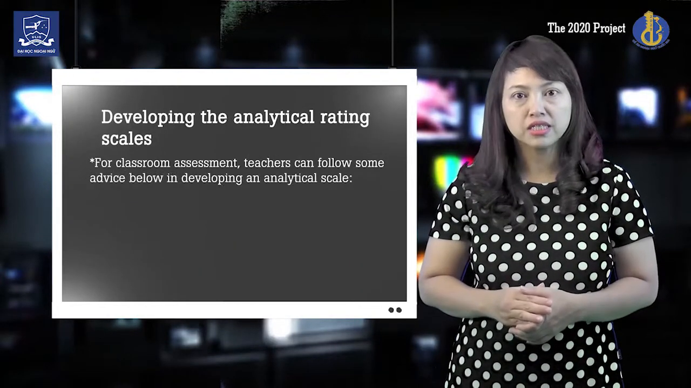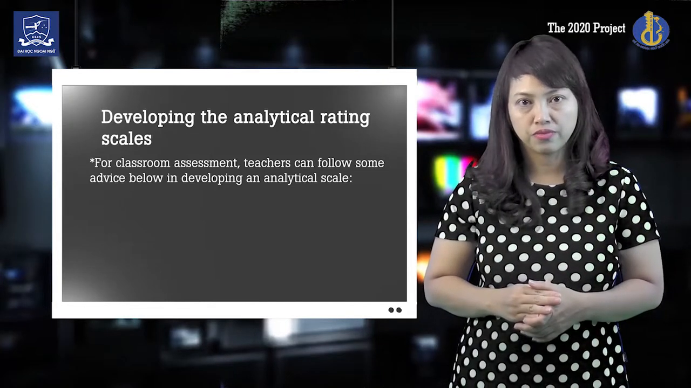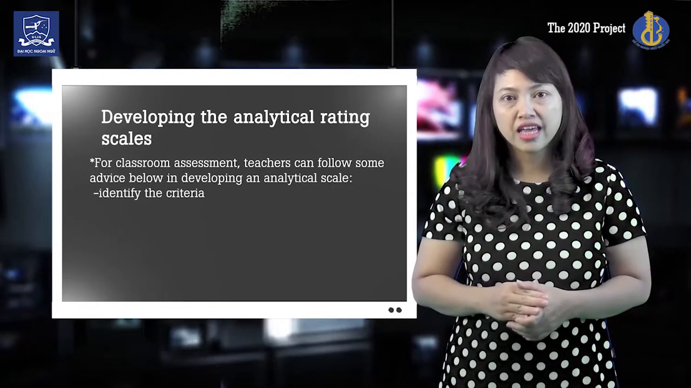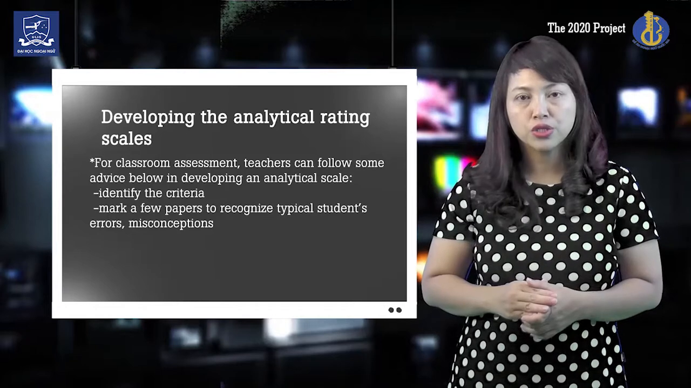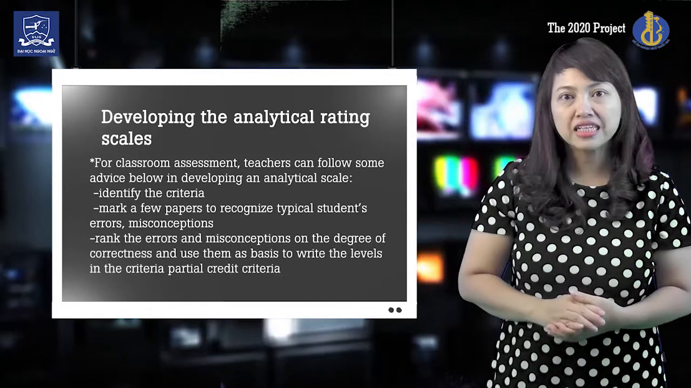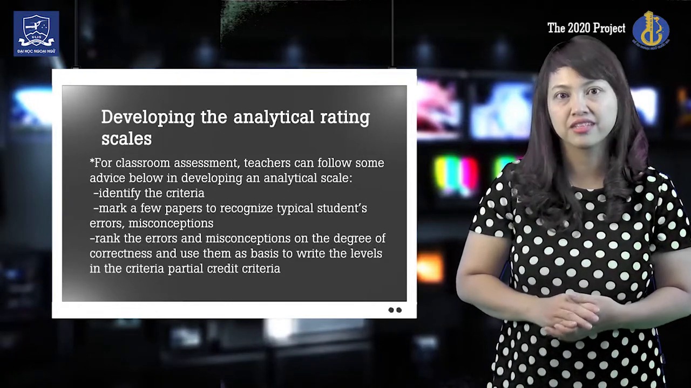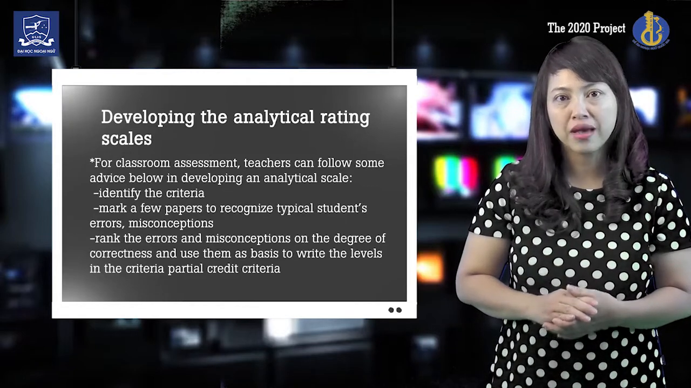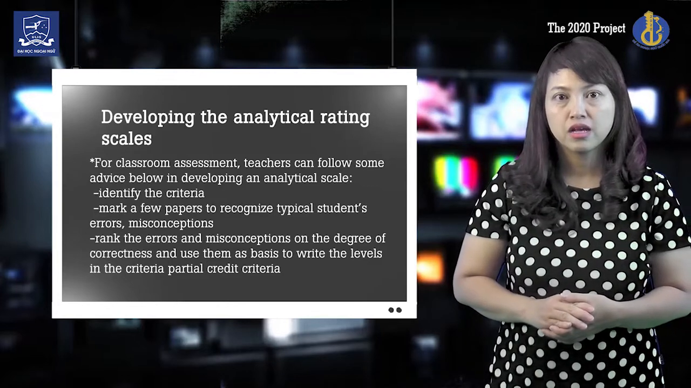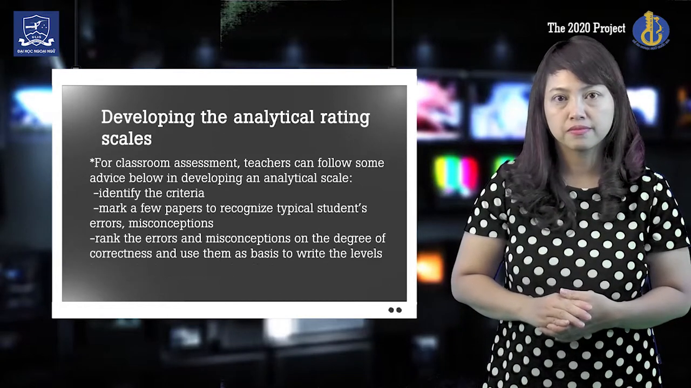For classroom assessment, teachers can follow some advice below in developing an analytical scale. First, they need to identify the criteria. Then, they can mark a few papers to recognize typical students' errors and misconceptions. Next, please rank the errors and misconceptions on the degree of correctiveness and use them as a basis to write the levels in the criteria. Then, teachers can use the rubrics to mark all the papers.